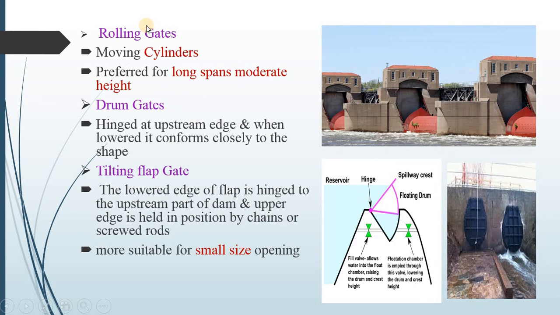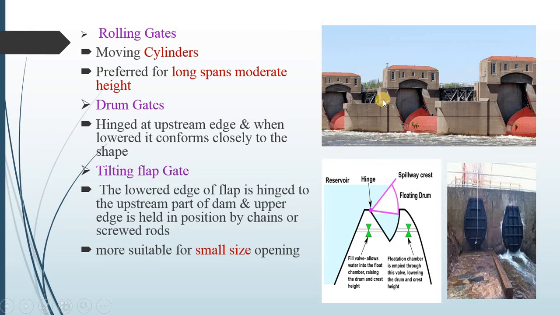Next is the rolling gate. In this picture you can see there are moving cylinders. These red ones are the moving cylinders, and by rolling these cylinders you can open or close the valve. It is preferred for long span, moderate height dams to open or close the valves. So this is again a simple type of gate.